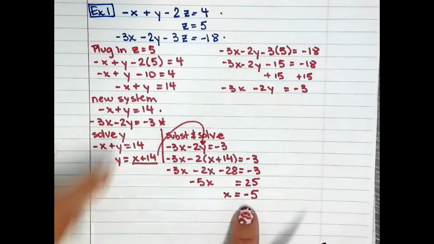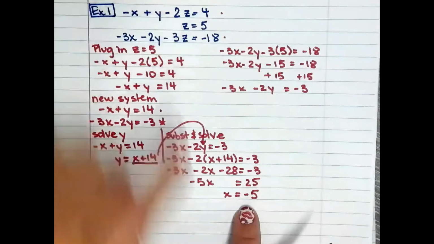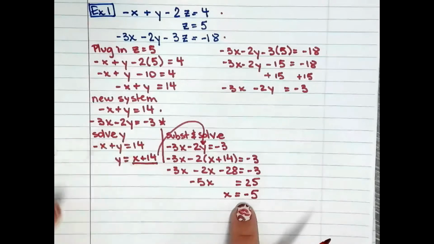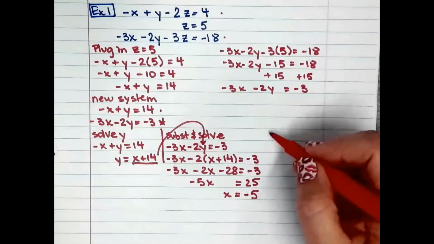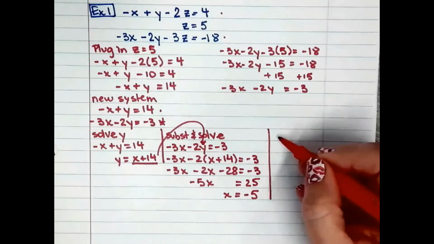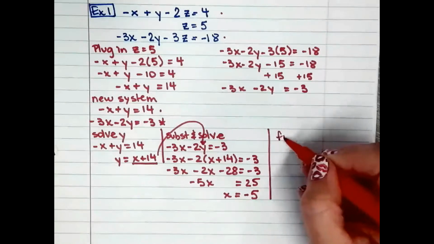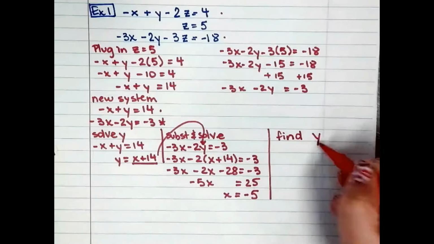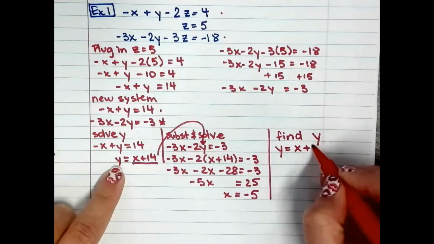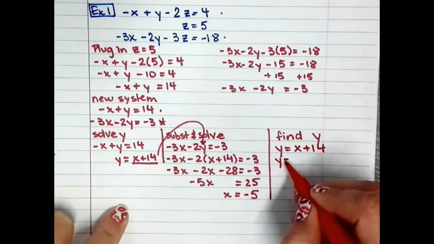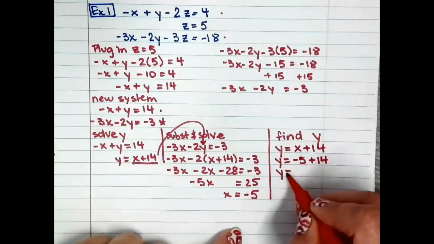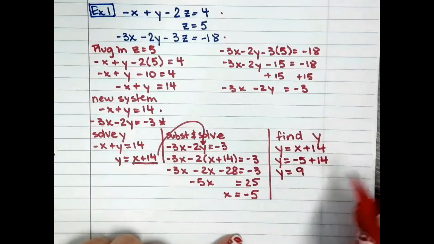So now I have z that was given to me. I have x. Now look at that, I just need to find y. That is not as bad as it looks, huh? So find y. I have y equals x plus 14. I already know x is negative 5. Therefore, I know y is 9.